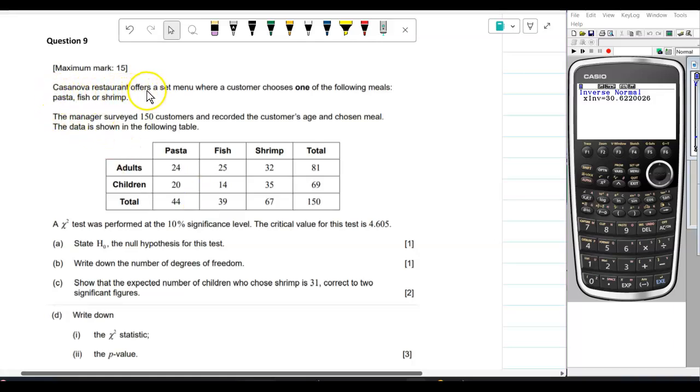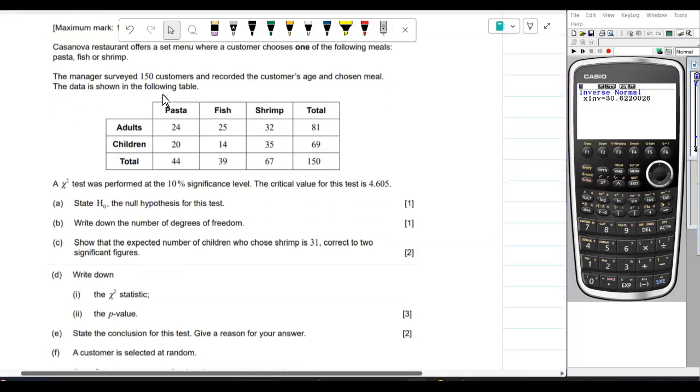Casanova restaurant offers a set menu where the customer chooses one of the following meals: pasta, fish, shrimp. The manager surveyed the customers and recorded the customer's age and chosen meal. The data is shown in the table. A chi-square test was performed at 10% significance. The critical value of the test is given as 4.605. State the null hypothesis for the test. Customer's age and meals are independent.